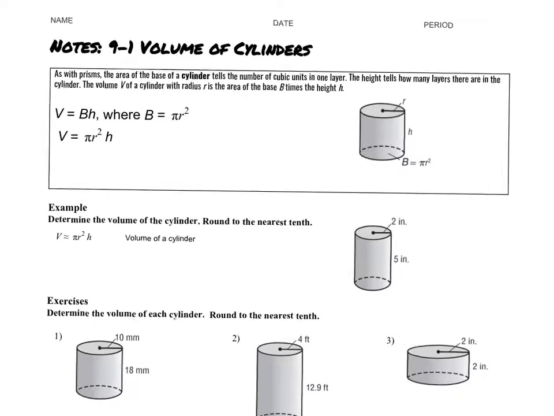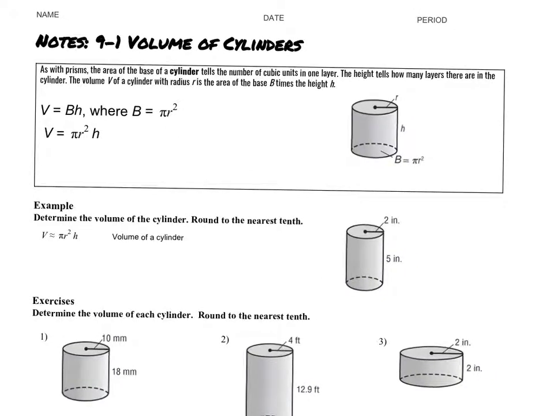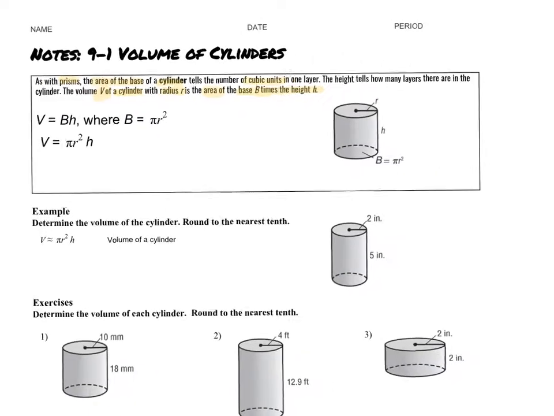Volume of a cylinder. As with prisms, the area of the base of the cylinder tells the number of cubic units in one layer. The height tells how many layers there are in the cylinder. The volume V of a cylinder with a radius r is the area of the base times the height. So we're basically seeing how much these shapes can hold when we find the volume.